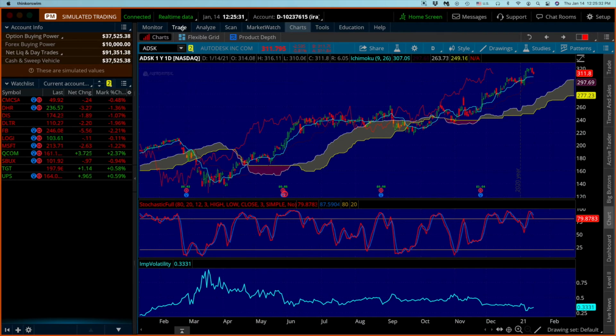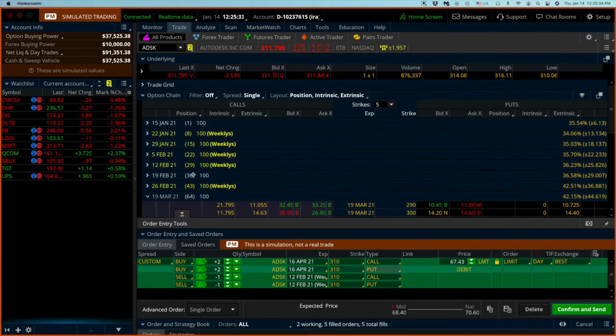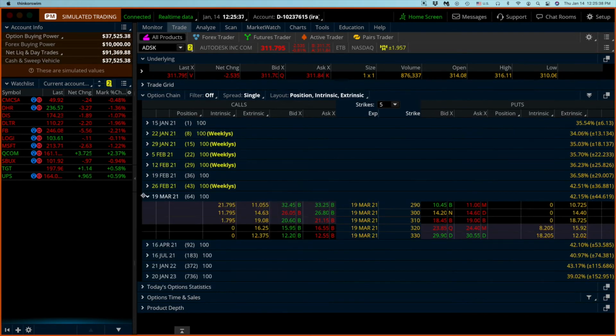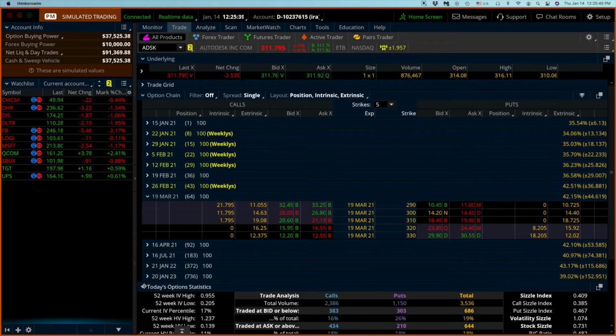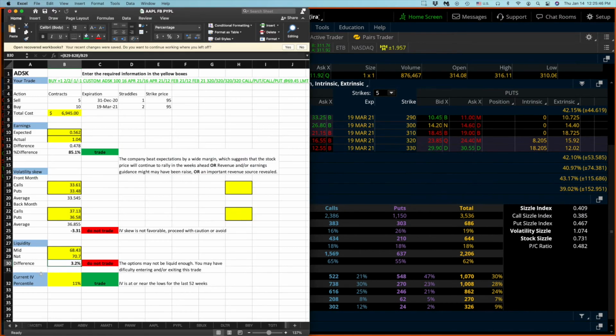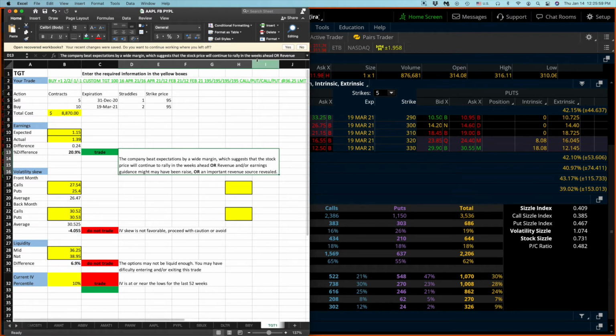Go to the trade tab, and here you scroll down to today's option statistics. You open it, and it tells you that the current IV percentile is 17%. Okay, that's definitely the third strike, so we're not going to trade it. We're very, very close, but no cigar. Let's move on to Target.